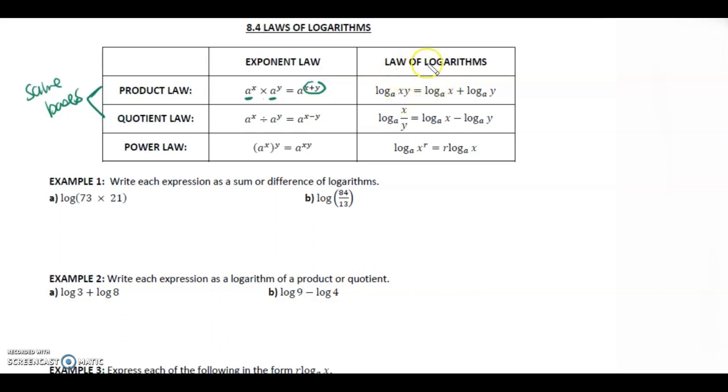Well, for laws of logarithms, log base a, again, same thing. We have to have the same bases, just like in the exponents. If we have x times y, we can break this up into the log base a x plus the log base a y.